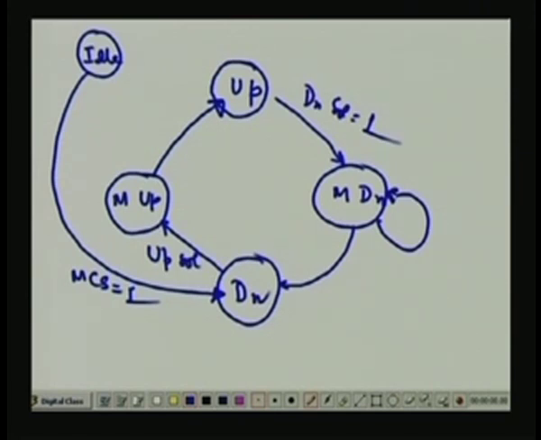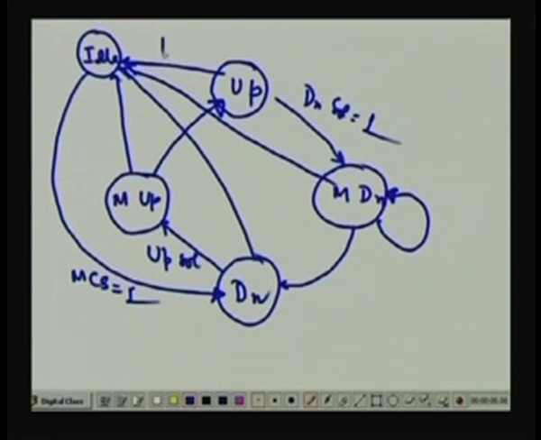And then we can say that from anywhere, if MCS becomes 0 at any point of time, then it goes to the idle state. So graphically we are basically describing how the system goes from one state to another because of various external inputs or because of internal dynamics.